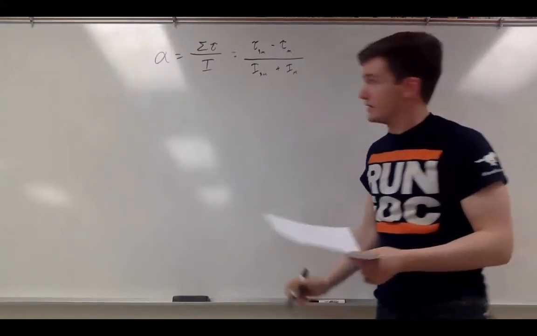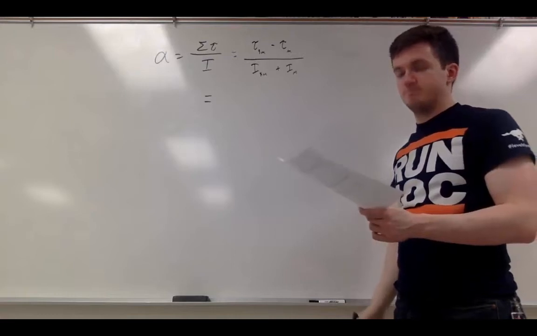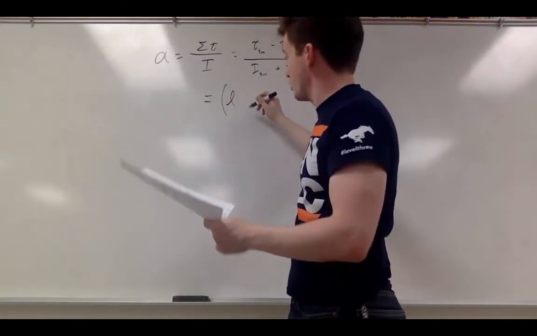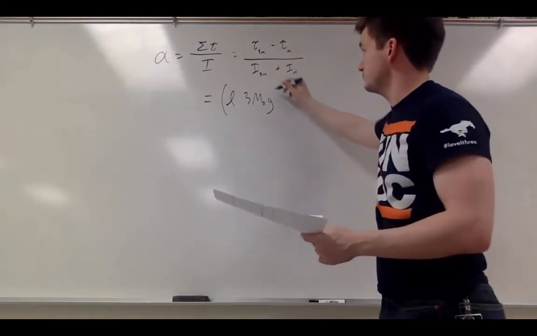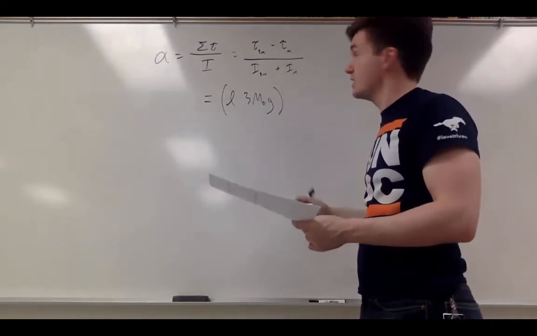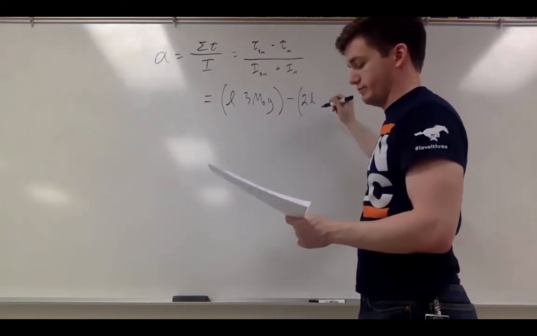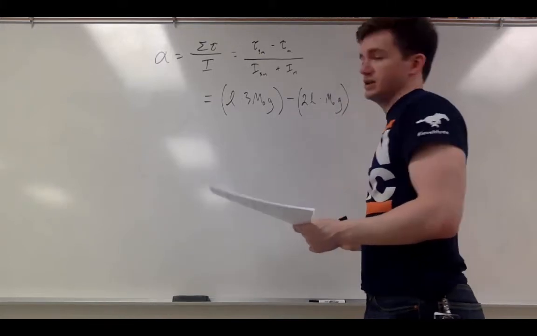I'm sorry. The torque from the first one, we have a distance of L times a force of 3m naught g sine 90 minus a distance of 2L times m naught g.